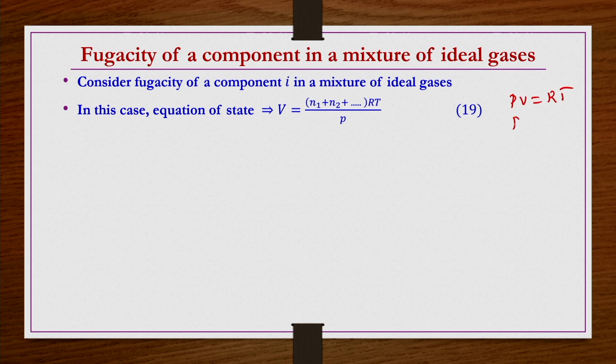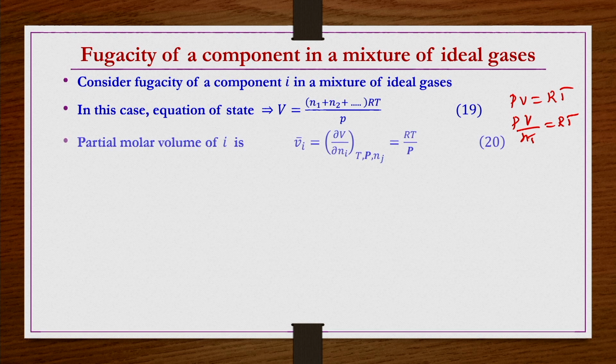So, this we can write PV/NT = RT. Small v, as I mentioned already, is the molar volume, and capital V is the total volume. So V = NT RT/P, which I can write in this form, as given in equation number 19. Now, what we want is Vi bar, that is ∂V/∂Ni at constant T, P, Nj.